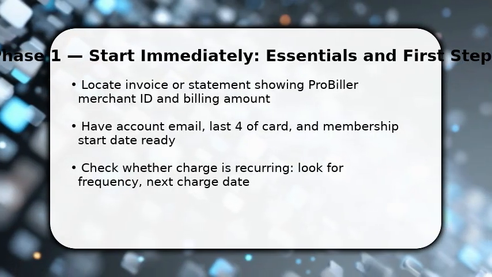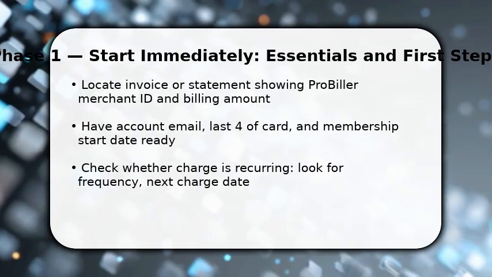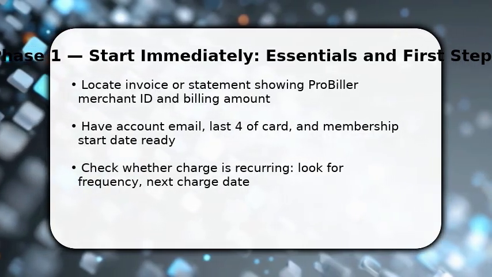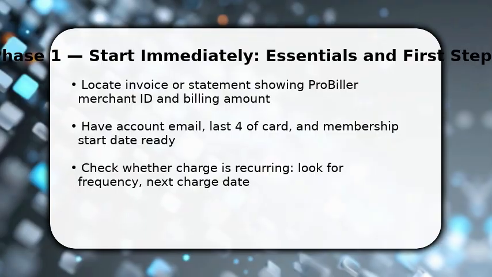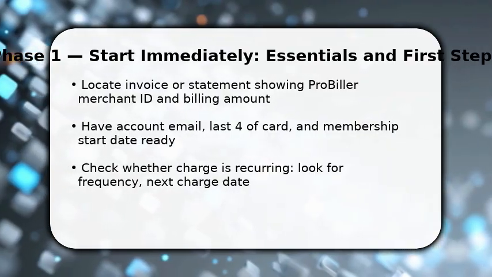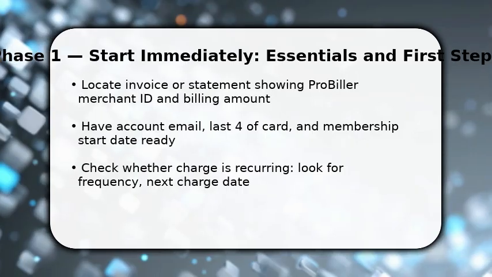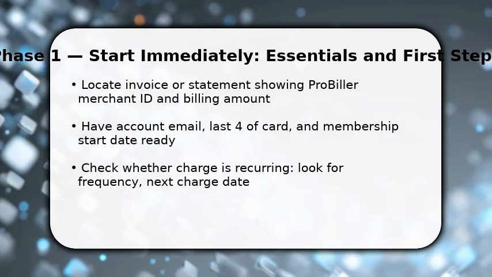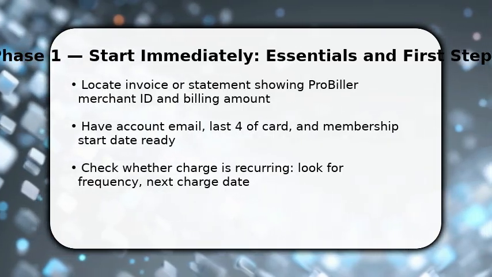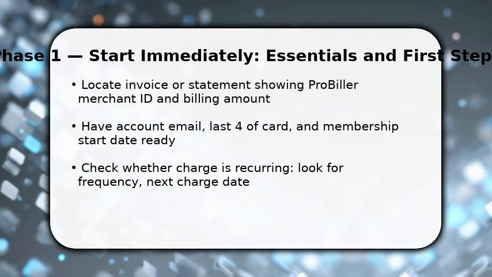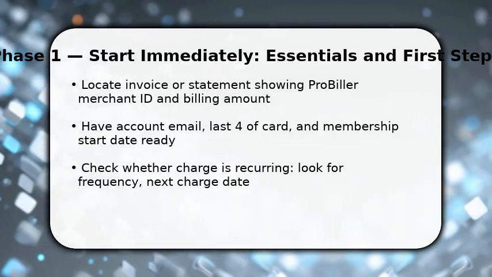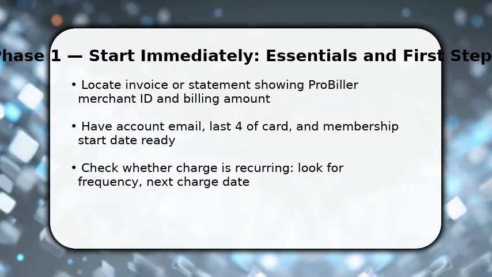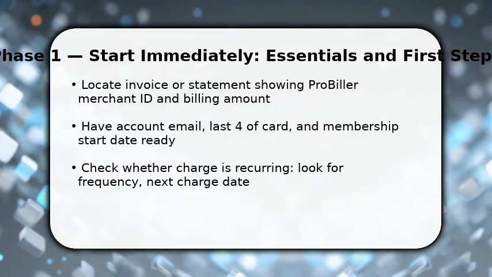You start by gathering evidence. Open the invoice or bank statement that shows the Probiller charge because you will need the merchant ID and amounts. Once done, make sure you have the account email, last four of the card used, and the membership start date at hand. This speeds verification. Also confirm whether the charge is recurring versus one-time by checking the description and next charge date. These steps cut friction when you contact support or your bank.